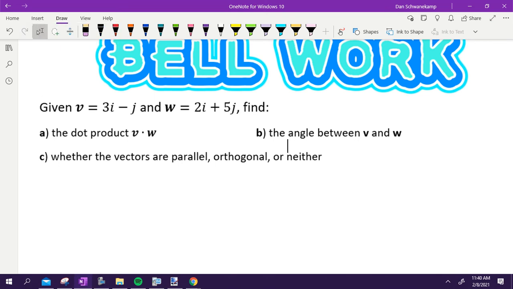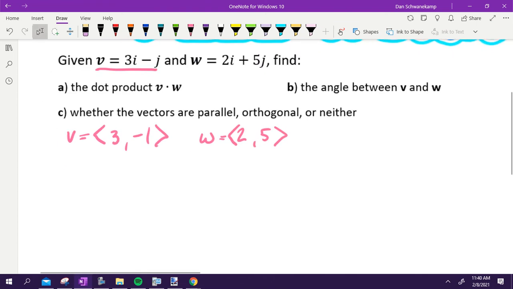Okay, so V times W, I hate when they write it like this. So I'm going to go ahead and write that out in vector form: V is 3 comma negative 1, and W is going to be equal to 2 comma 5. We are trying to find the dot product for part A. Part A is saying find V times W.